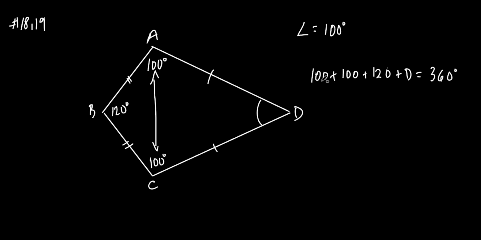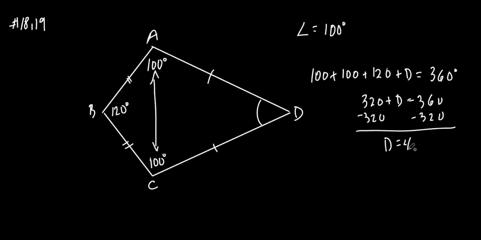Let's do this. Add them all up. 100 and 100 is 200. 200 plus 120 is 320, plus D equals 360. Subtract 320 from both sides. That's easy. We can do all this in our head. So D equals 40 degrees. And there you go. You got all your angles now.